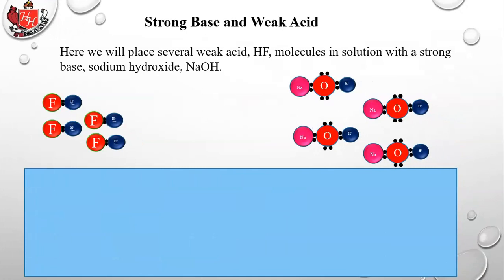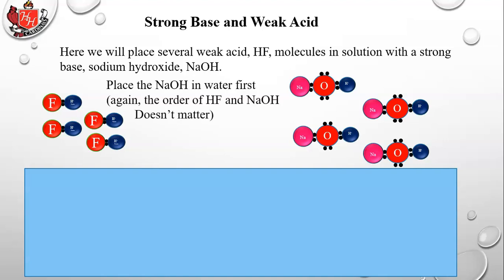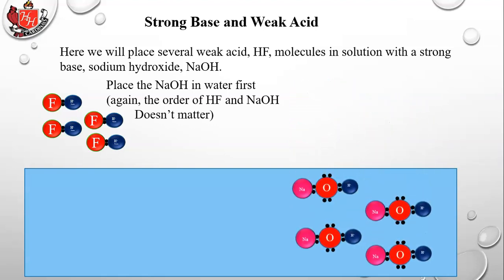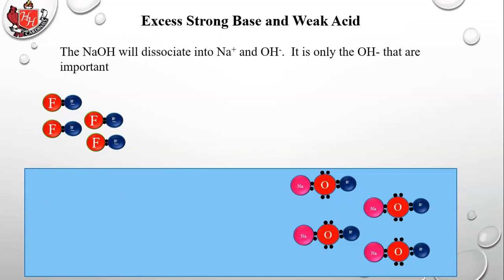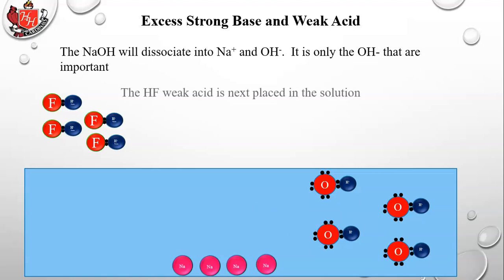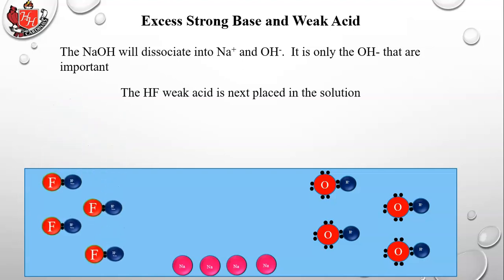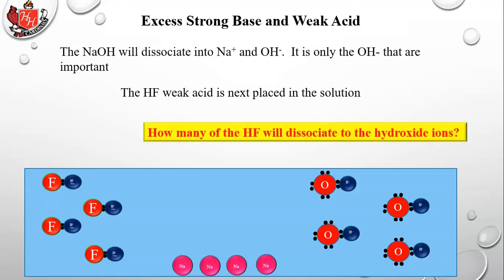Okay, next here we're going to place several weak acid HF molecules in solution with the strong base sodium hydroxide, NaOH. So place the NaOH in the water first. Again, the order doesn't really matter, but we're going to do it this way. And what happens next is the NaOH will dissociate into Na+ and OH-. It is only the OH- that is important here. The hydrofluoric weak acid is next placed in the solution. Now, how many of those protons are going to jump over to the hydroxides over there? 1 out of 4, 2 out of 4. How many of the HF will dissociate into hydroxide ions?